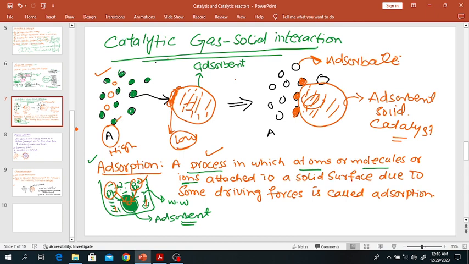In the gaseous case, like in this gas solid interaction, it can be the partial pressure gradient. So the partial pressure in this place is high, and in this place is low. Due to the partial pressure gradient, the molecules will attach to the solid surface, and these molecules are nothing but the adsorbate. These are the adsorbate, and this is the adsorbent or catalyst or solid surface.